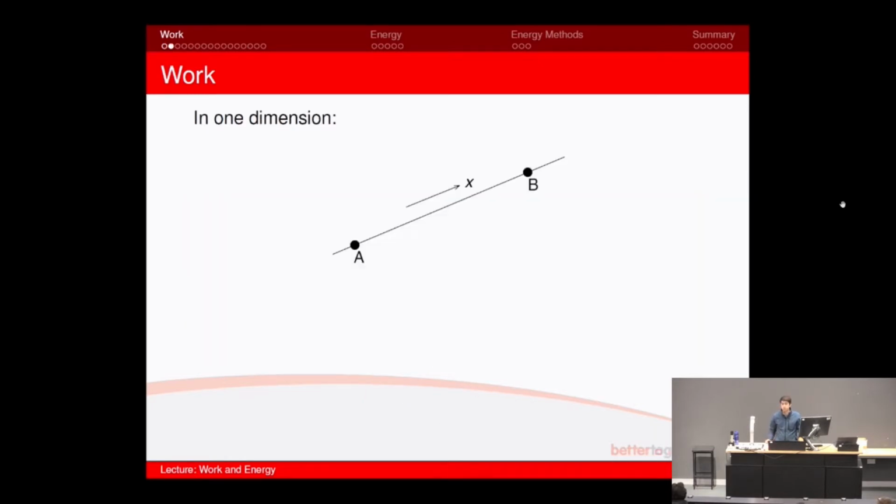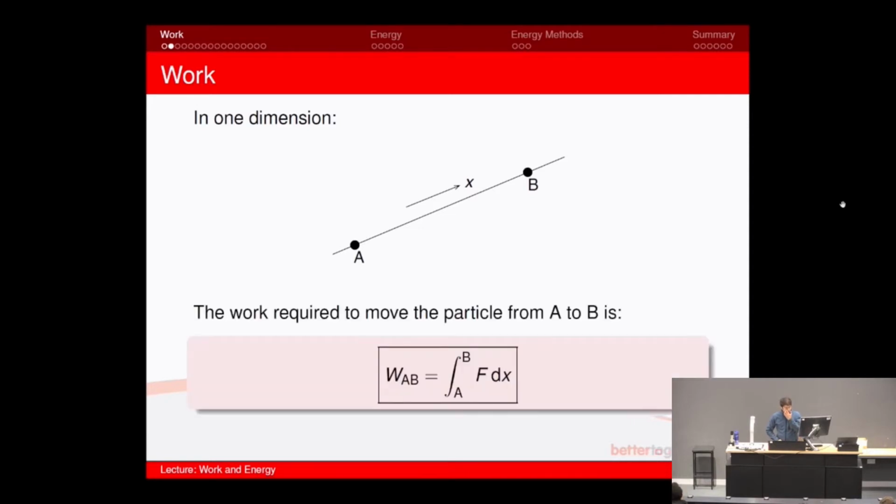So if we consider one-dimensional first, there is only the x direction in this case. There's a particle moving from point A to point B, and we now need to calculate what work was required to move it from point A to point B. And then that integral can be reduced to the work between point A and B as being the integral of the force as a function of x, because it's only one direction. So only the x direction.